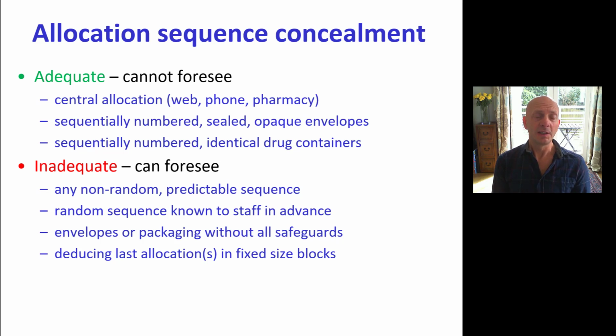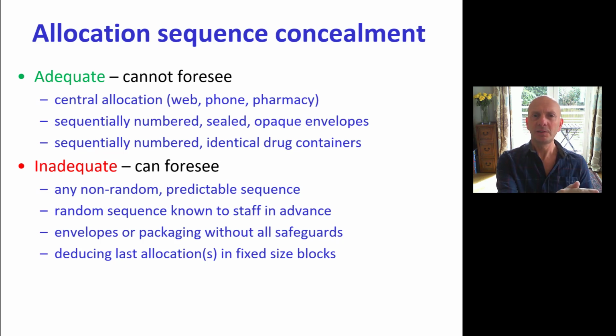Most trials these days use a central allocation method associated with the computer-generated sequence, using a web-based system, potentially a phone or a central pharmacy. There are some low-tech methods like using a pile of envelopes on the desk of the recruiting clinician. These are okay if they're done properly, and by properly we would need them to be sequentially numbered so that we know exactly which one's next.